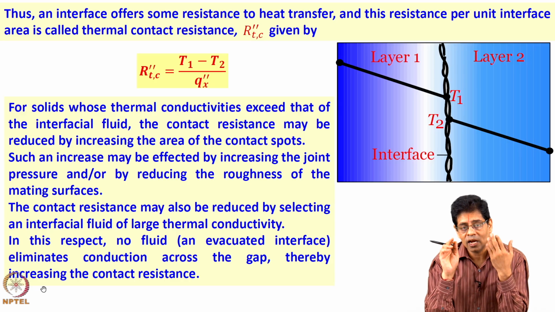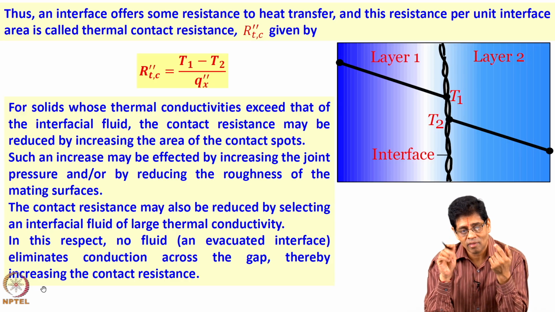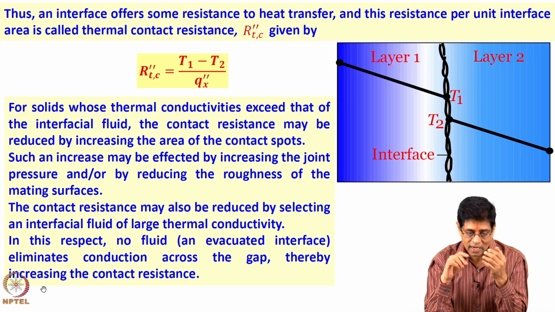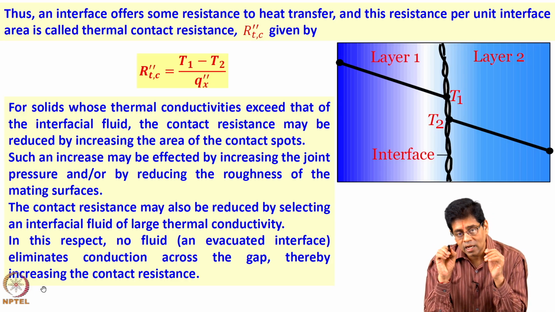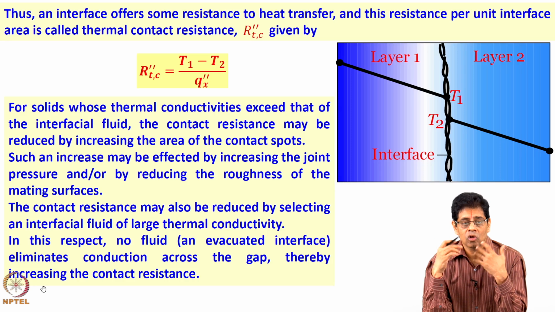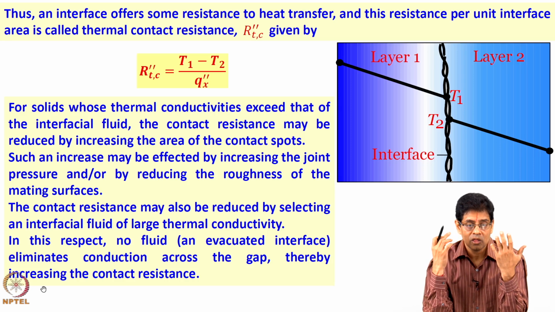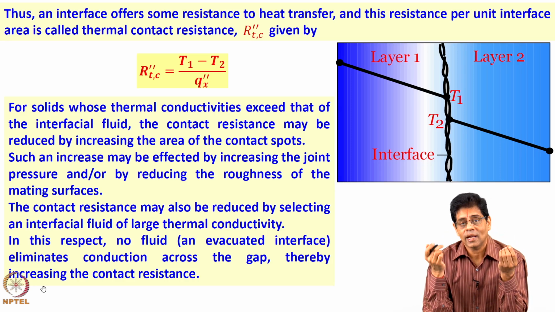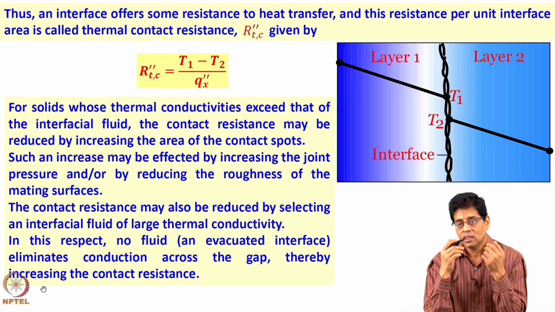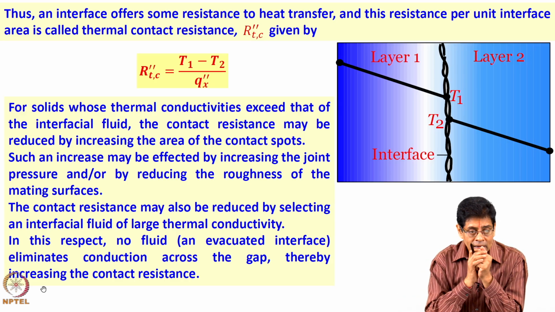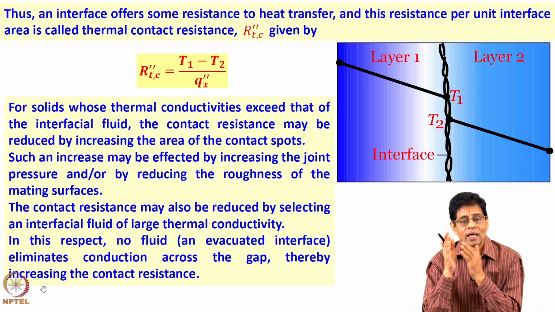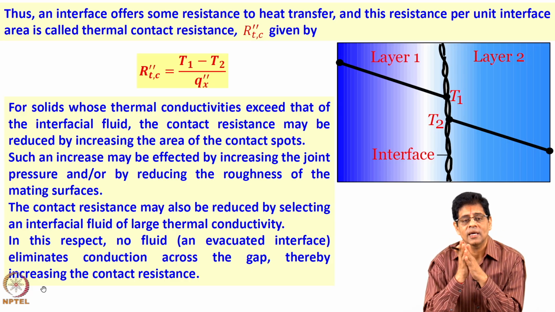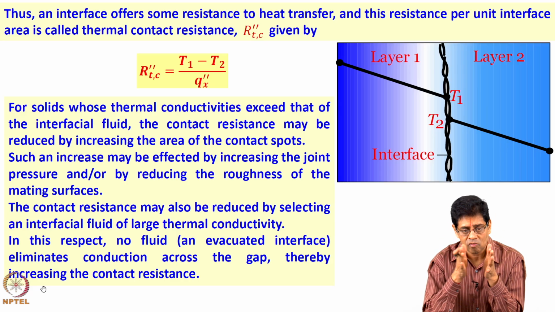It is not that you are trying to put in some Q and something is lost in the middle, it is not like that. The net heat transfer that the problem will allow is taking into account the contact resistance. So, Q double prime would be something which you will calculate keeping contact resistance in mind. That is something you need to remember. Thermal conductivities exceed that of the interfacial fluid. Contact resistance may be reduced by increasing the area of contact spots. This is what I said.